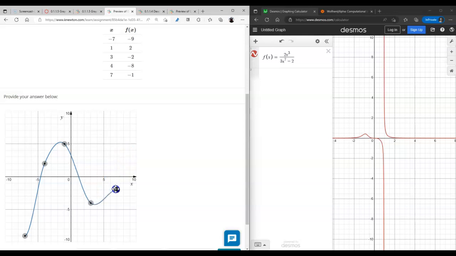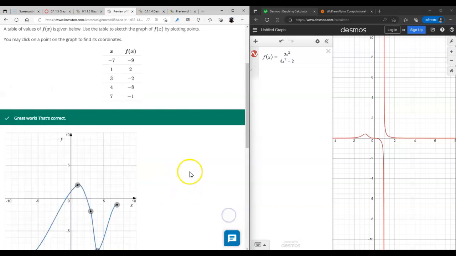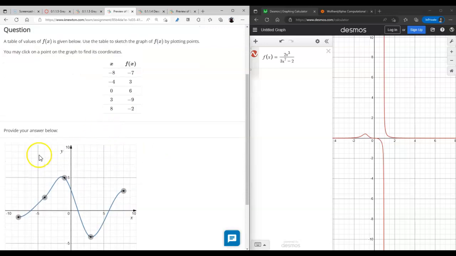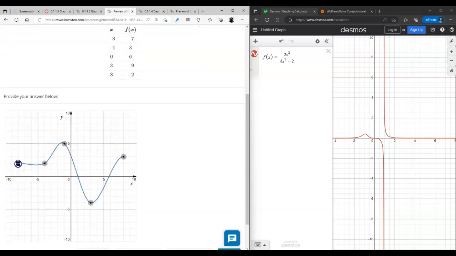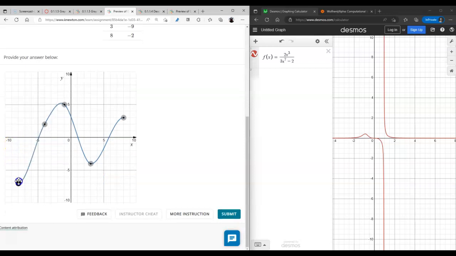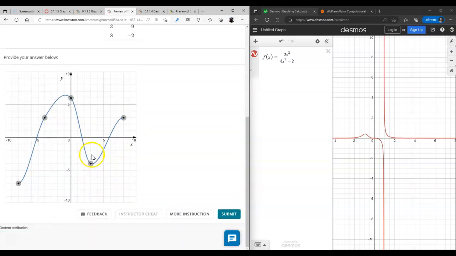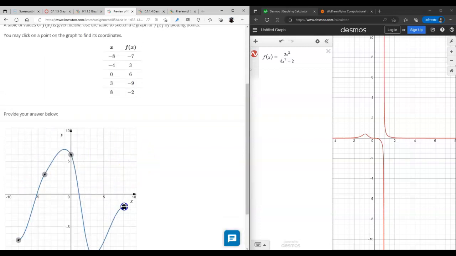Let's start from the right. 7, -1, 4, -8, 7 going up, 3, -2, and 1, 2. It just doesn't end, huh? -8, 7. Well, now I'm getting bored at this point, so it's just the same thing over and over. We don't even get to practice the Desmos tool here. It's called beating a dead horse. So 3, -9, and 8, -2.